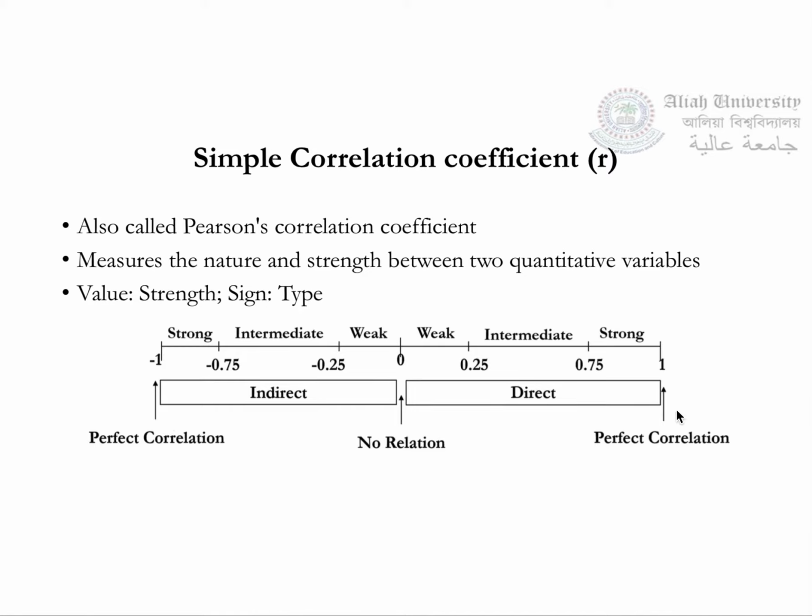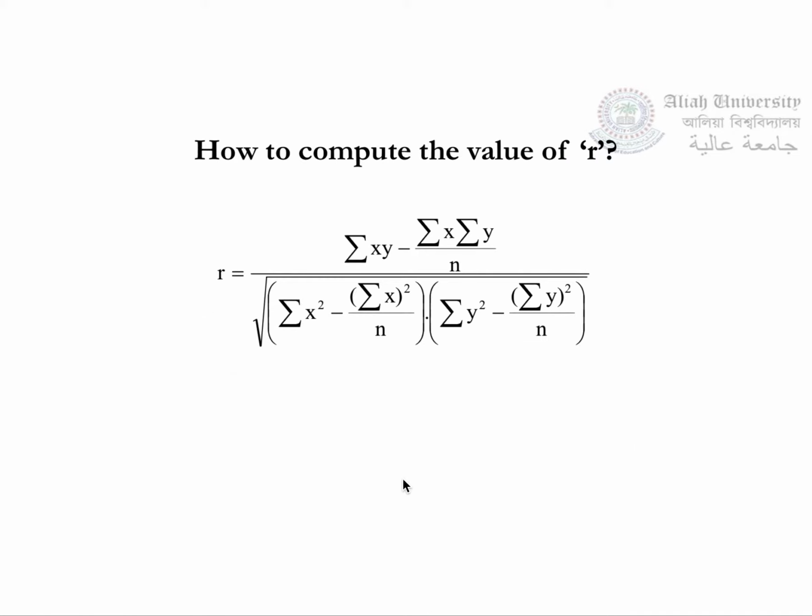1 is what indicates a perfect correlation. 0 is what indicates no correlation. How do we compute r?